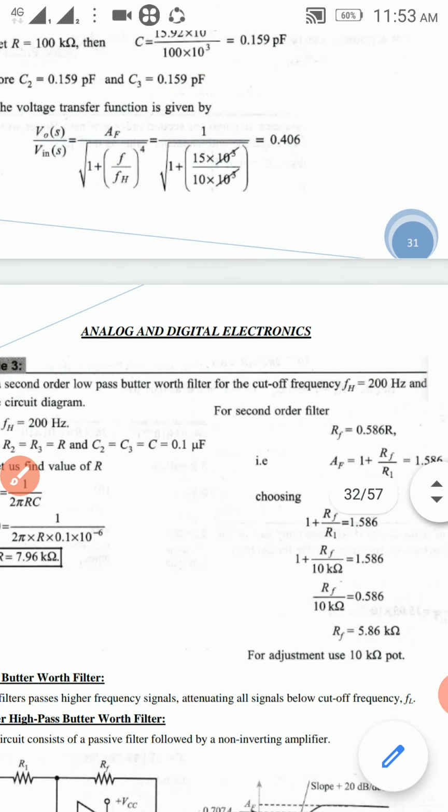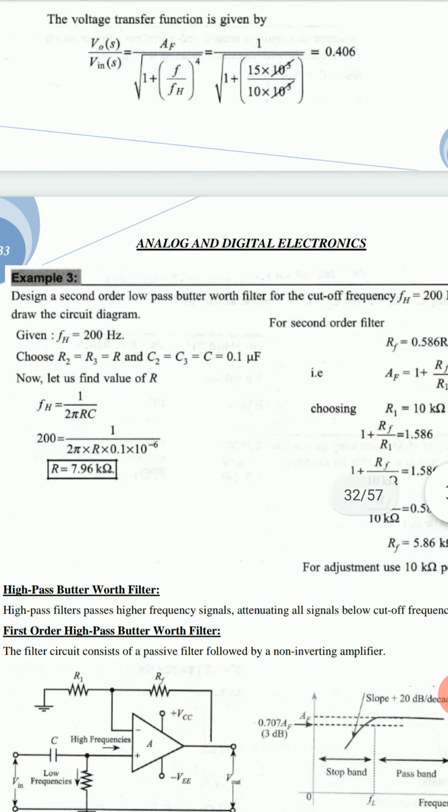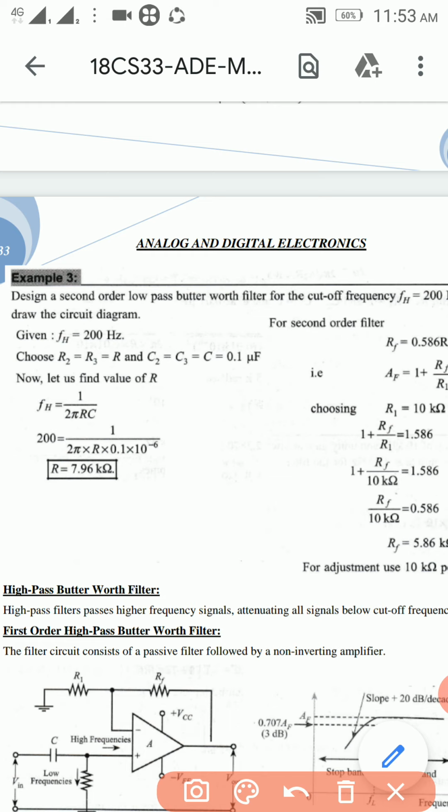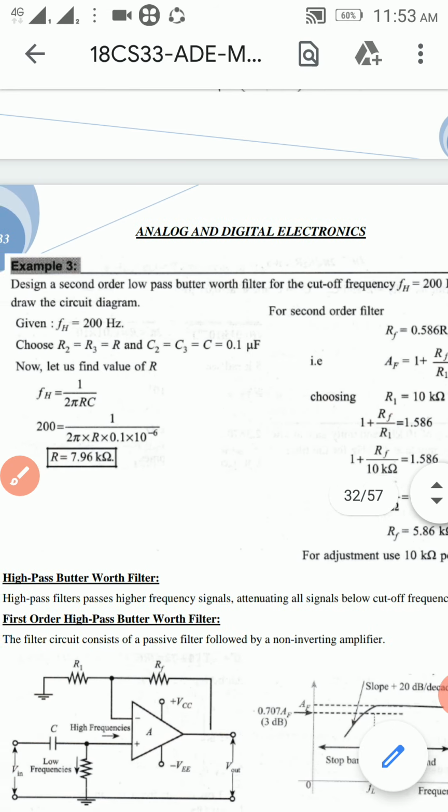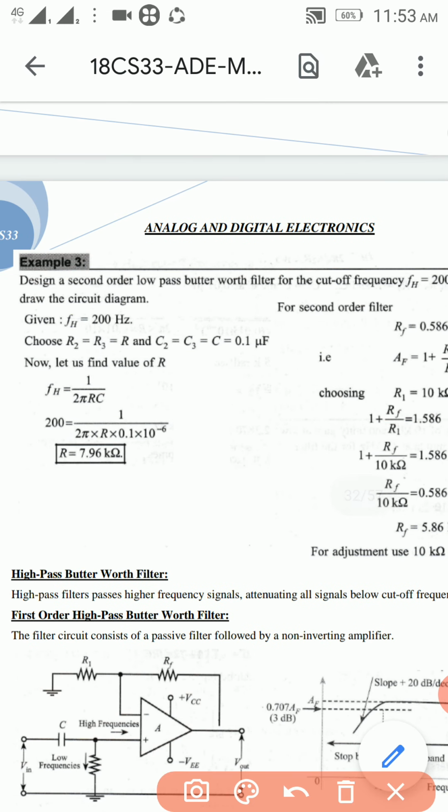Easy problem. And one more last problem. Design a second order low pass filter with a cutoff frequency FH, mentioned here as 200 hertz. Draw the circuit diagram, right? So FH has been given. For second order, always this condition should be satisfied. You should remember this condition whenever it is asked for a second order low pass filter.